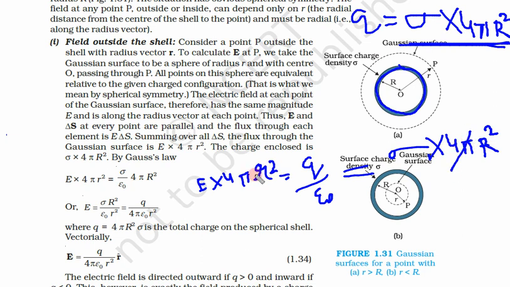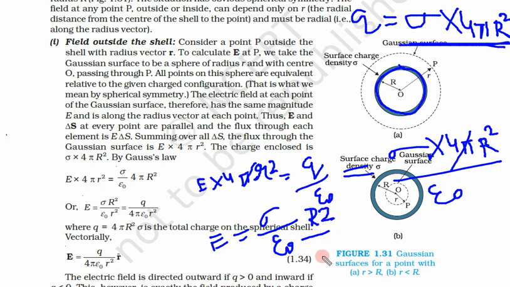The 4 pi and 4 pi cancel out, and E is equal to simply sigma upon, sorry, I forgot to write epsilon naught, sigma upon epsilon naught times capital R square upon small r square. So this is here, and this is the result from Coulomb's law. So here we have proved both the results.